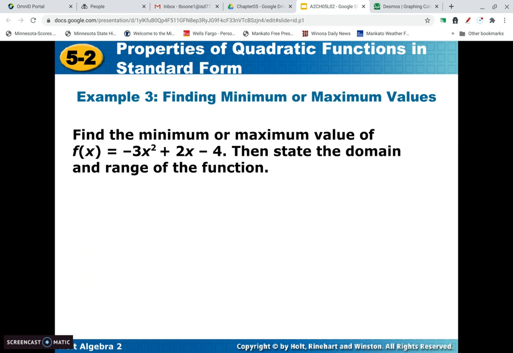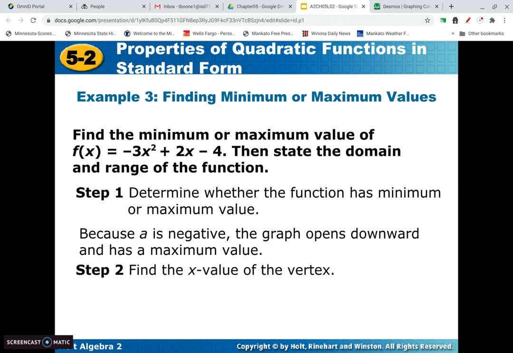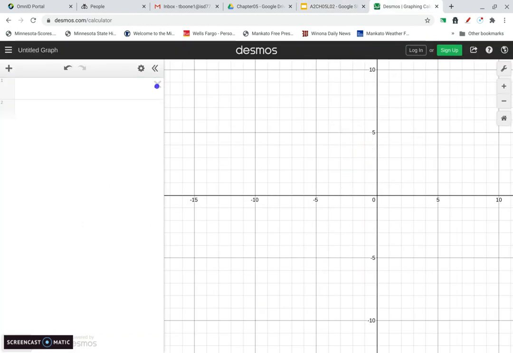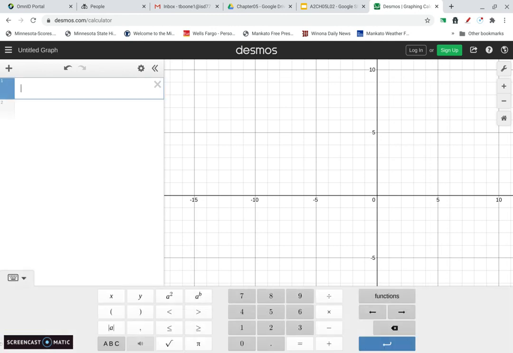Okay, so find the minimum or the maximum value and then state the domain. So we want to figure this out. I think what I would do, let's go back to Desmos, negative 3x squared. Let's clear that out of there. See if I can get my screen up there again. Let's see if we can get that. There we go.